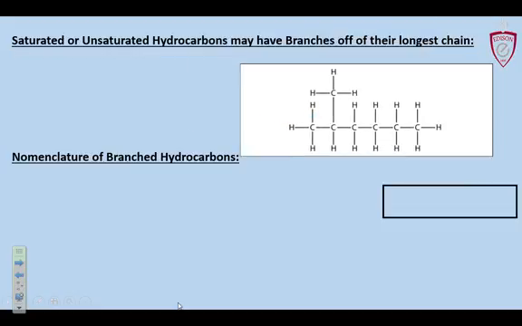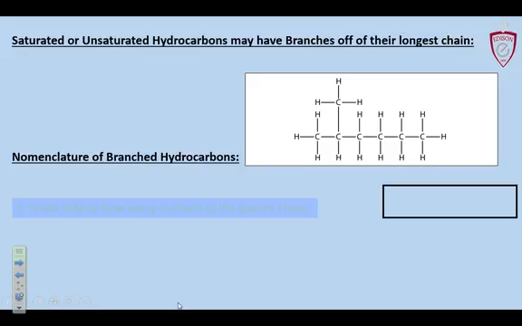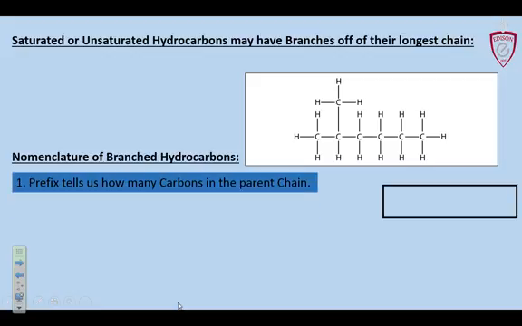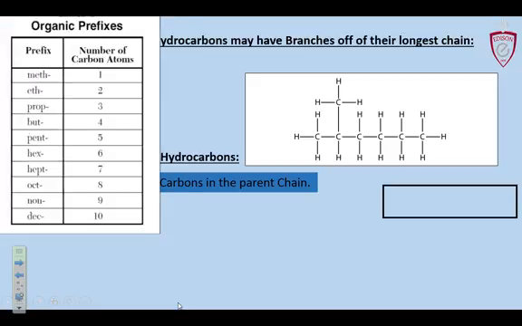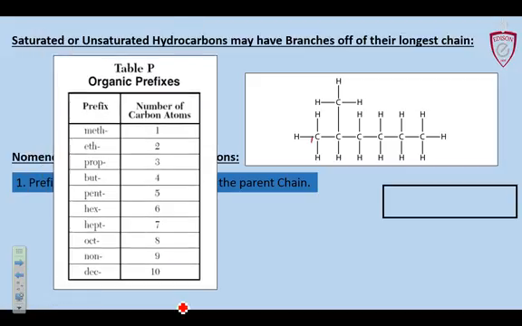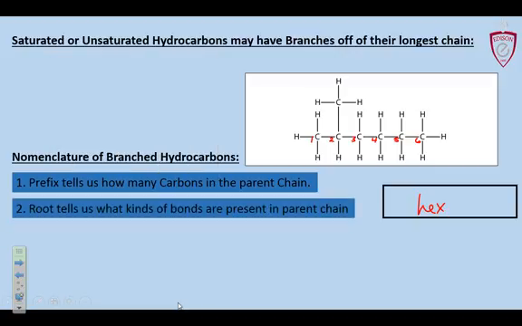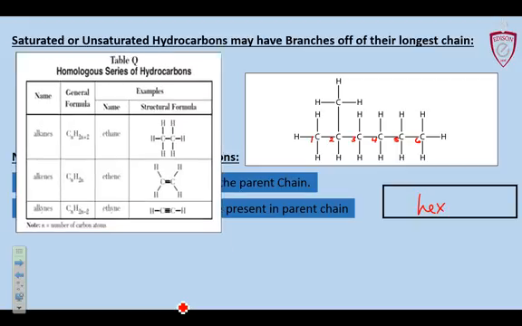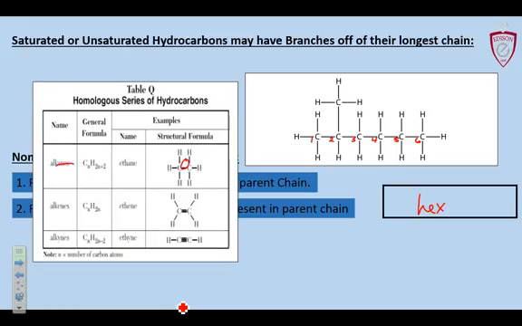You'll really see it when we show you. Here's an example, so we're going to walk our way through naming this. Prefixes tell us how many carbons are in the parent chain. It's not completely animated, so we might want to write. How many carbons? 1, 2, 3, 4, 5, 6. Look it over in the table, find 6, and we are a hex. The root tells us in the parent chain how we're bonded, and we see all single bonds, so that's an ane. So this is going to be hexane for our parent chain.